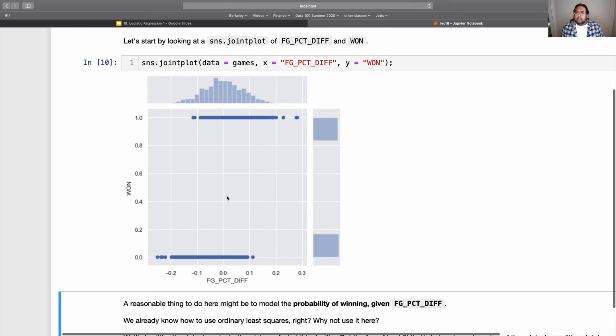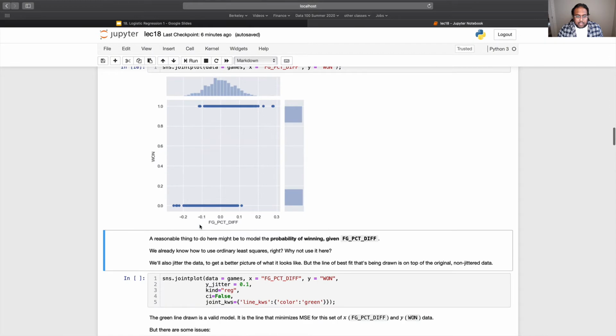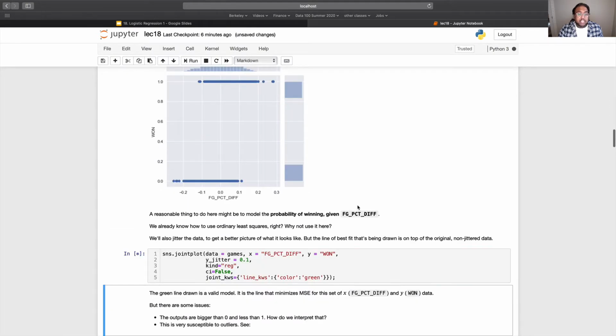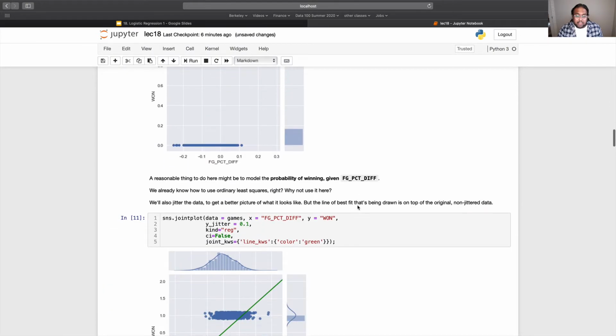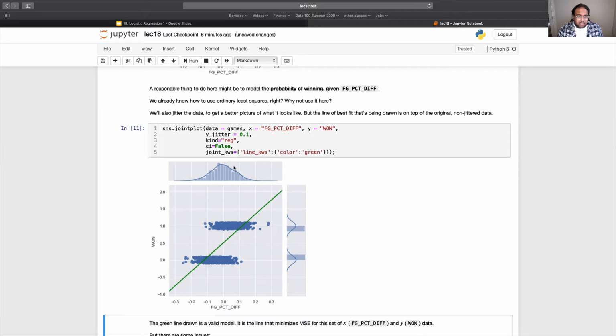We already have a model that we know and love, the ordinary least squares regression line. So why don't we try using that on this data and try to interpret the outputs as probabilities? And we can do that, again, using Seaborn's built-in joint plot method. And to come up with this line, I set kind equal to reg, which means that this is a regression plot. I could have used Seaborn's lmplot instead, but I decided to use this for consistency.